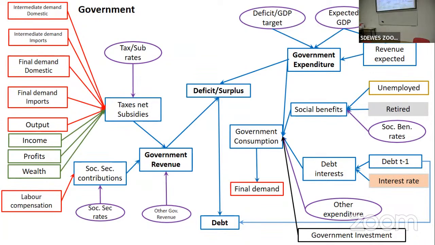You decide the government investment, and total expenditure minus social benefits, minus debt interest, minus the other things is the government consumption. So first you decide how much you are going to spend. This is something that you don't decide because you have to pay the social benefits that year. You have to pay the debt interest. You have this investment, and everything except this is the expenditure that you can do in a specific year. And this government consumption goes to the final demand together with the government investment. And then you have the government expenditure minus the government revenue. This is the deficit or surplus, and this goes to the debt. This is how it works.